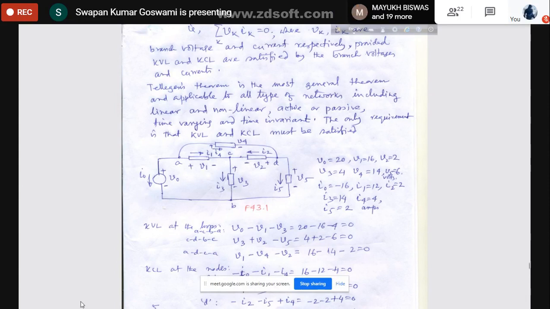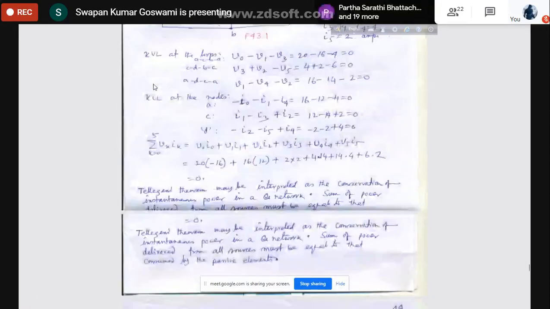Okay, so this is Tellegen's theorem, and this is obviously the most general theorem applicable to any type of circuit. It need not be linear only. It is valid for linear and non-linear. That means whatever may be the circuit, all circuit elements always will follow Kirchhoff's current law and voltage law. And if Kirchhoff's current law and voltage law are satisfied, Tellegen's theorem will be applicable, and therefore it is applicable to all types of circuits.